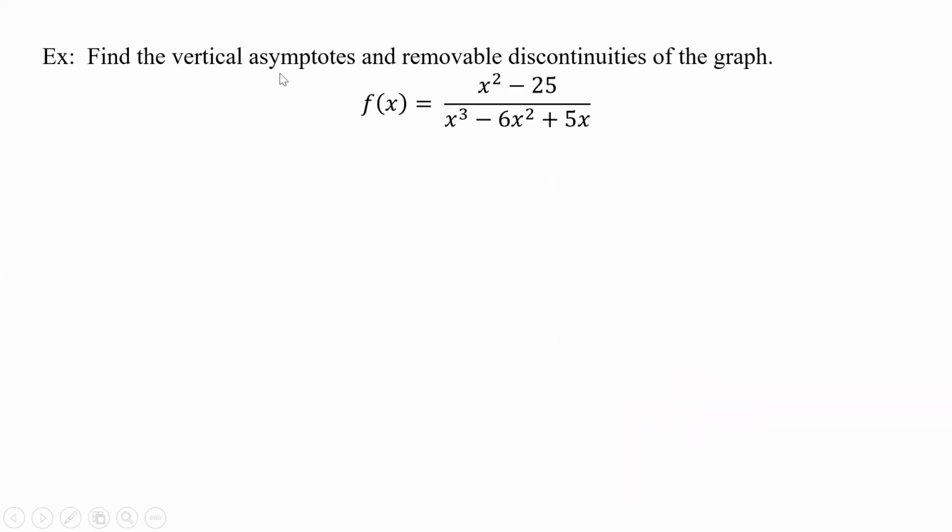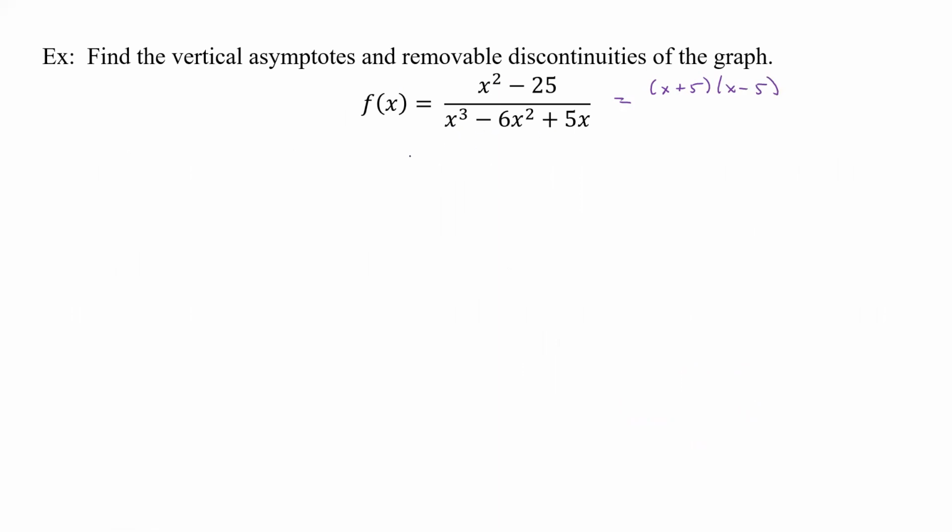So what we want to do is find the vertical asymptotes and the removable discontinuities for this graph, all right? So what do we have to do? Well, we have to factor, all right? So the numerator, well, that's the difference of squares. So that's going to be x plus 5, x minus 5. So that was the easy one.